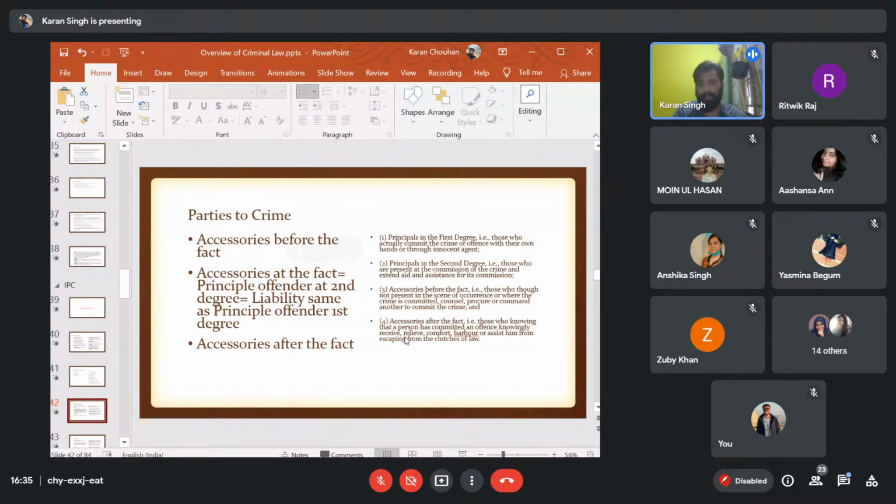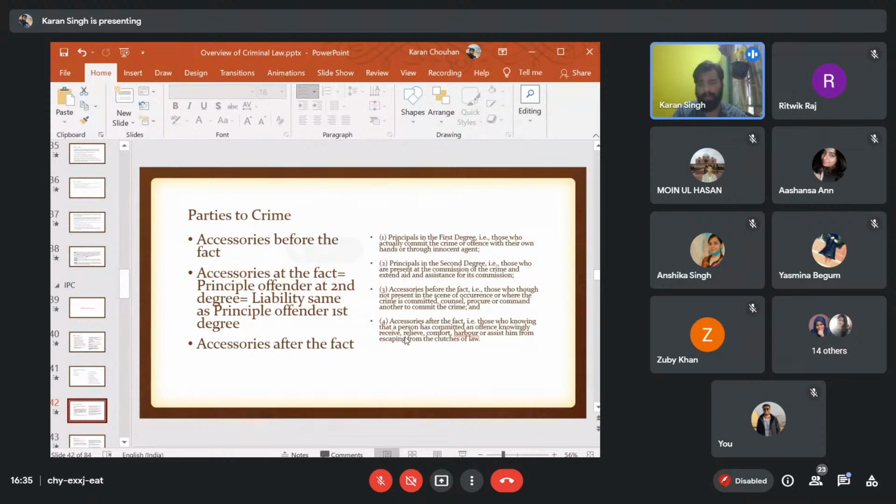Sir, A is also liable. A is also liable, right? So A will also be liable, because in the explanation part it says that the abatement of an offense being an offense, the abatement of such an abatement is also an offense.